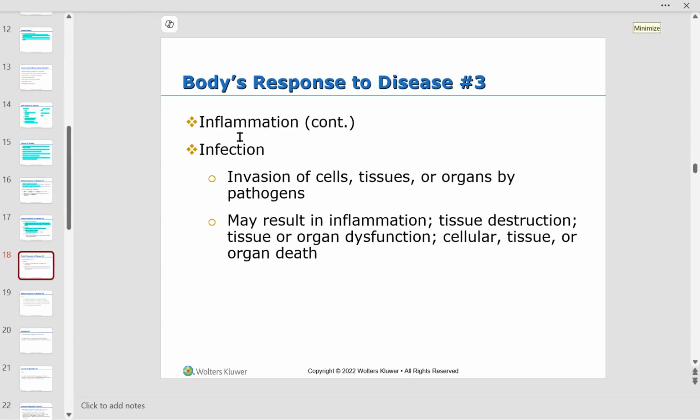And then infection is invasion by a pathogen. We talked about that a little bit already. Something got in that wasn't supposed to get in, a bacterium, a spore, a mold, a fungus, a virus, right? That can cause some kind of a problem.